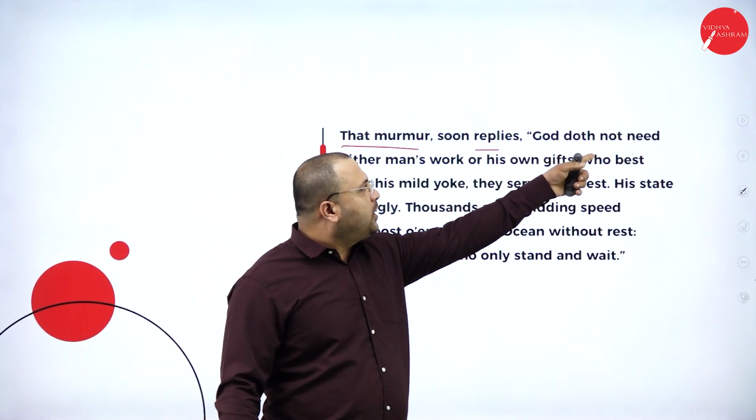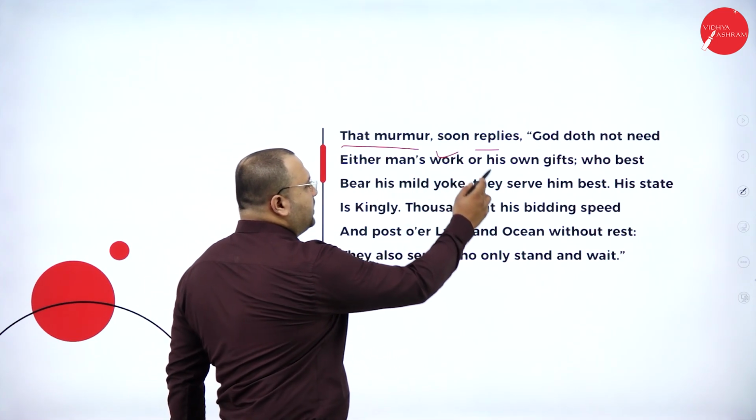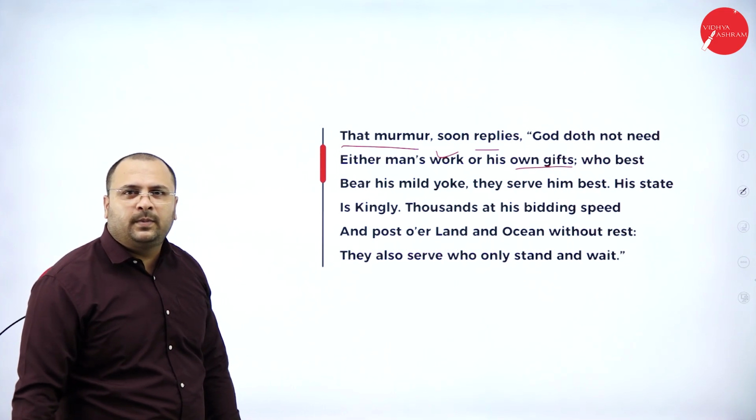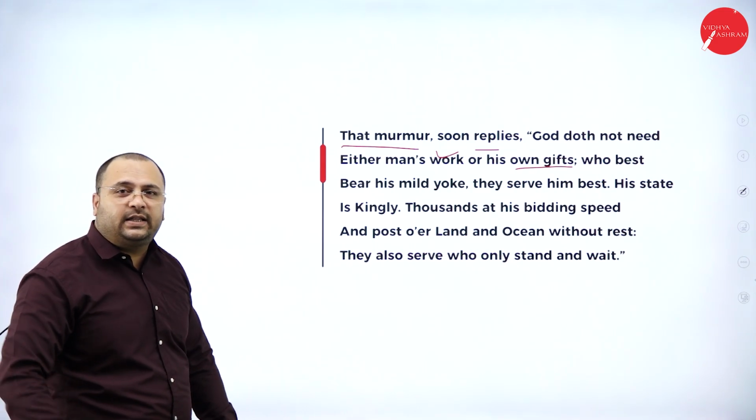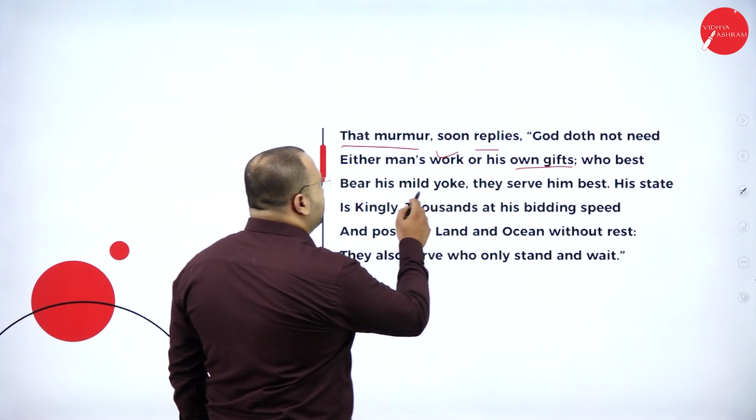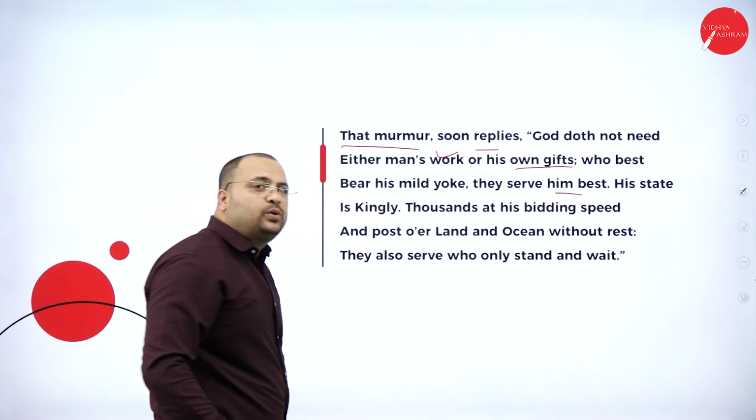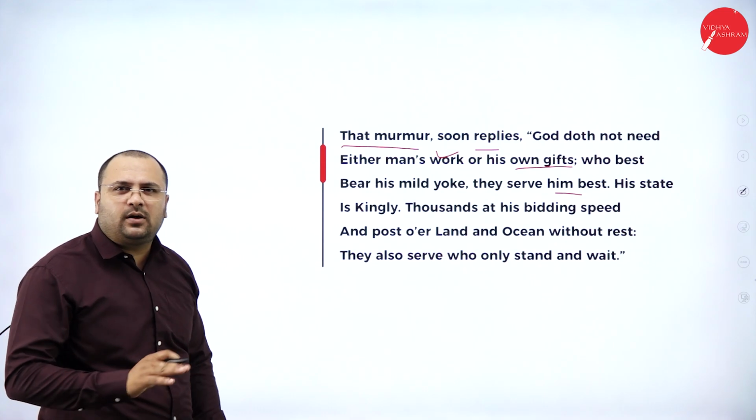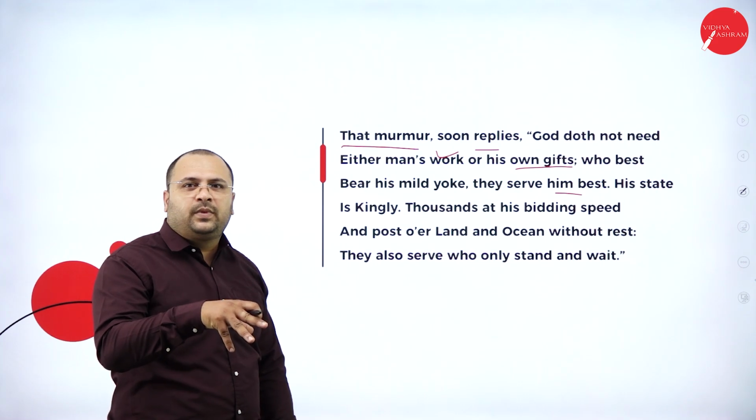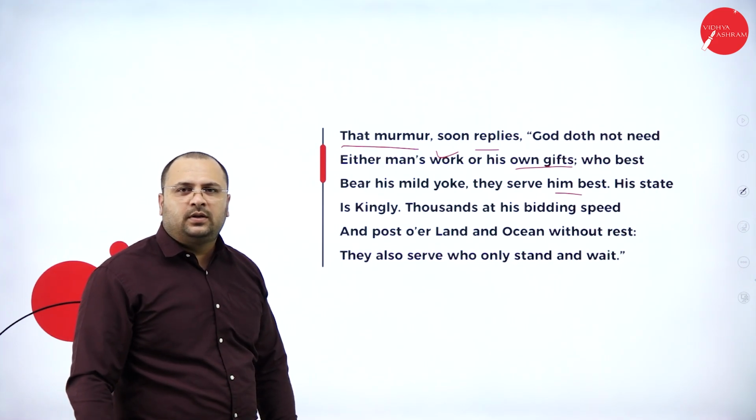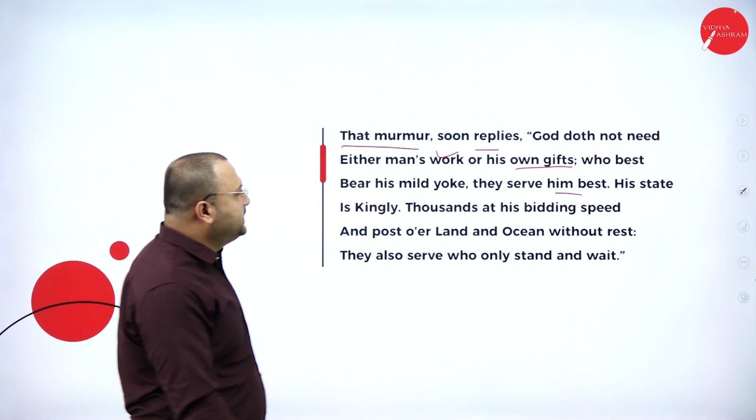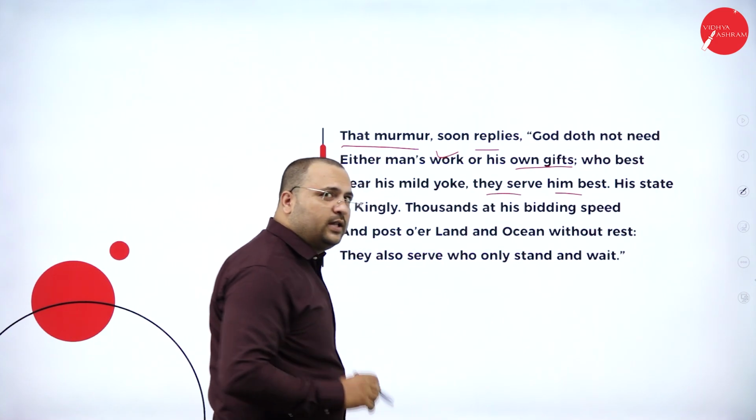Patience says, God does not need either man's work or his own gifts. Man has gifts, and those gifts are given by the maker. So therefore, God does not expect anything out of man or his own gifts given to man. Who best bear his mild yoke, they serve him best. That means God does not expect anything out of man and anything out of man's gifts, which have been given by himself. So those who understand this, those who bear the mild yoke, they serve God in the best way possible.